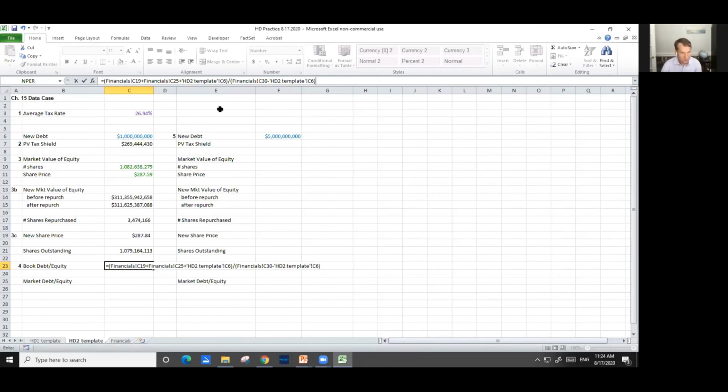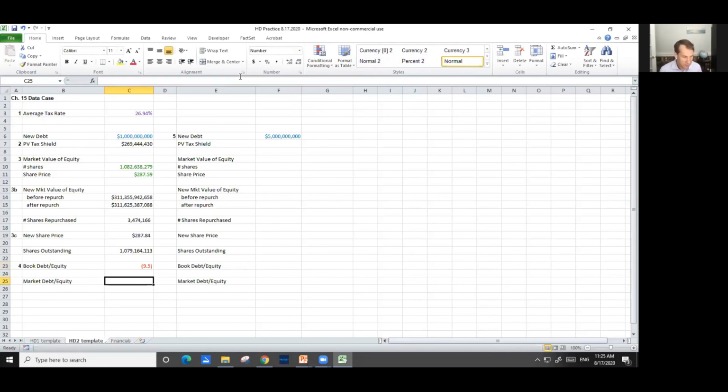And before I finalize, one thing I need to keep in mind is that the balance sheet information is in millions, and this billion that I put in my Excel has 9 digits, so I will divide it by 1 million whenever I refer to cell C6. So book debt to equity ratio is negative 9.5, which isn't really meaningful. The market debt to value will be much more useful.